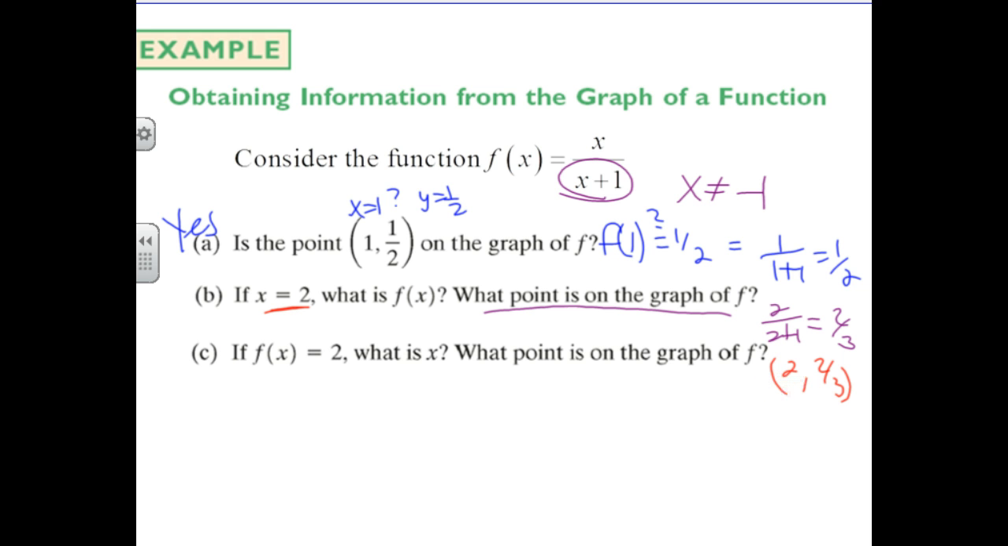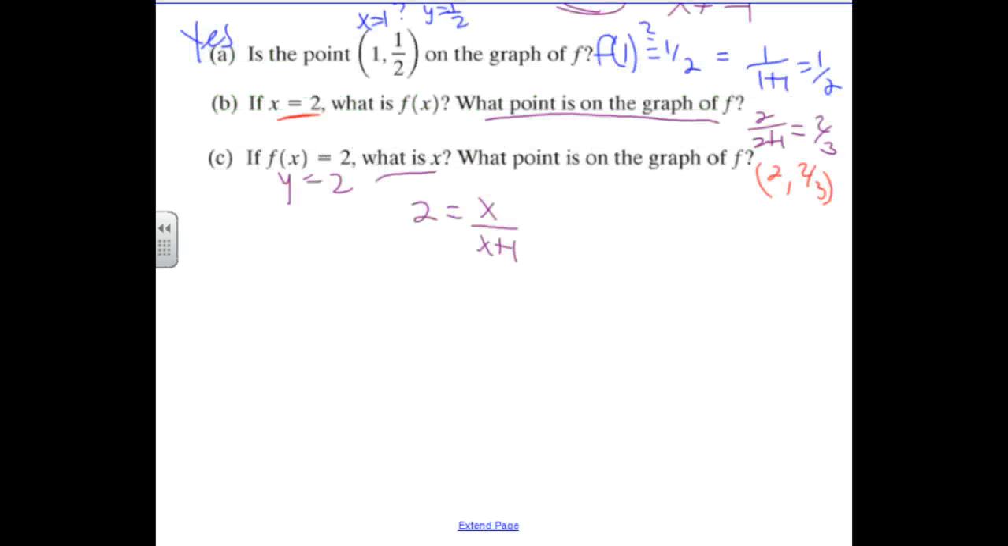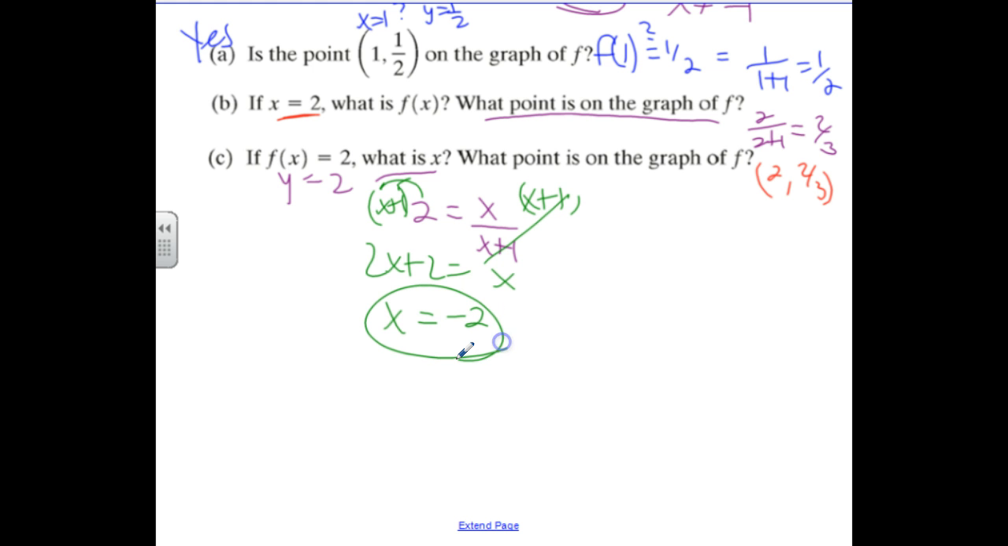This one says if you let y equal 2, find me the x. So if you say 2 is equal to x over x plus 1, we're going to try to solve this for x. So the first thing I'm going to look for is multiplying both sides by the common denominator, and then I'll distribute this. So 2x plus 2 is equal to x. I'll subtract off x, subtract off a 2, and it looks like if x is -2, then y needs to be a 2. That's the point on the graph.